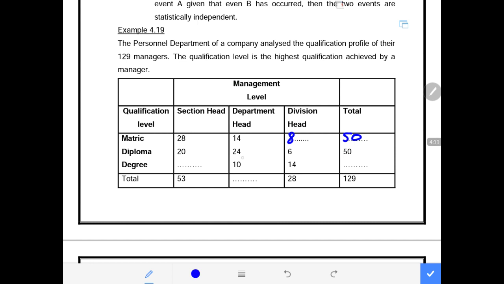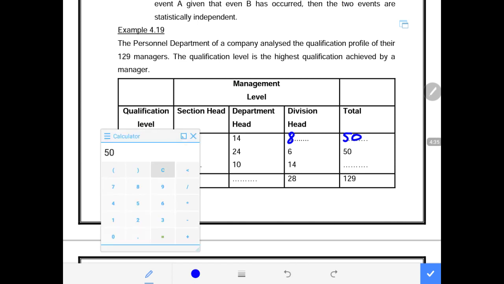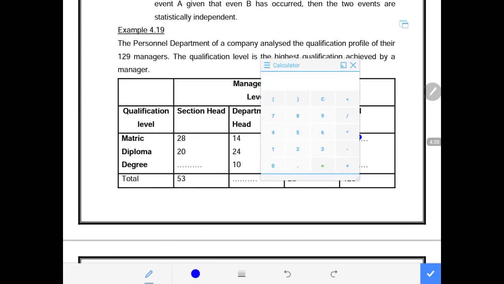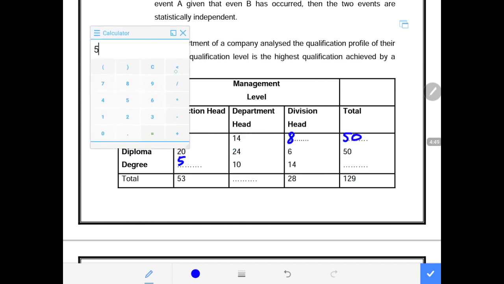Then with those who have a diploma, there is no missing information, but we have missing information for the manager who has a degree and is a section head. Again, the total is 53 minus 28 minus 20. It will give us the missing number, the section head that has a degree. 53 minus 20 minus 28 gives us 5. So we have 5 section heads who only have a degree.